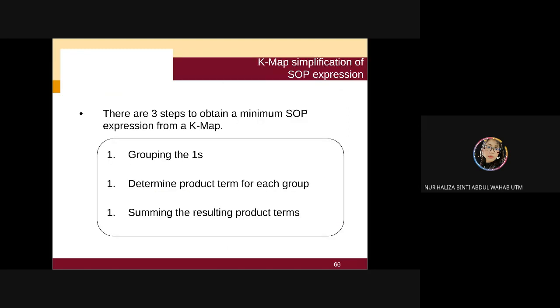Okay, now it is the thing that you can see, going to group. After you group, then you're going to determine what is the value for your product term, and you combine this together to get whether it is an SOP. Of course, this is an SOP. Or maybe for a sum term, you play around with your POS.